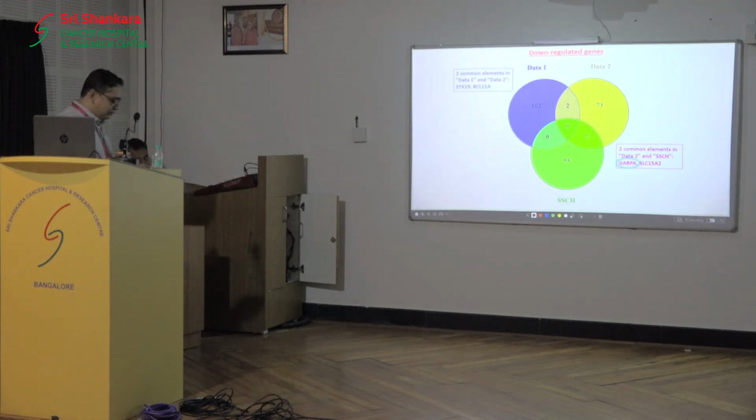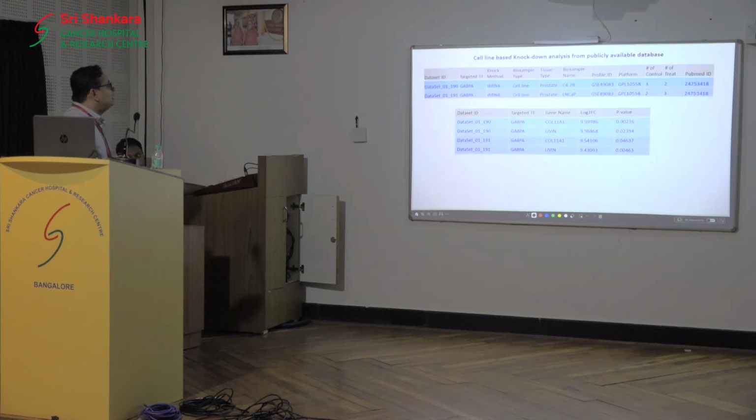So we went to our sequencing analysis, and we found that GBPA is correlated with the down-regulated genes. Then we looked at publicly available databases to see whether knockdown of GBPA leads to upregulation. In the prostate cancer cell line database, we found that with shRNA-mediated knockdown, collagen 11 and lipin are highly expressed.